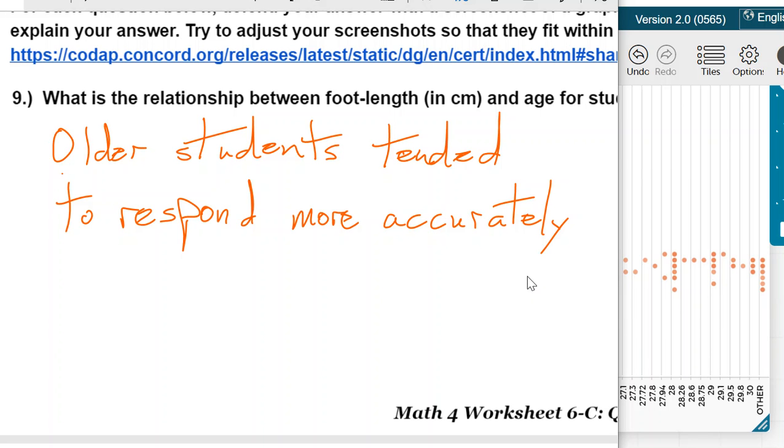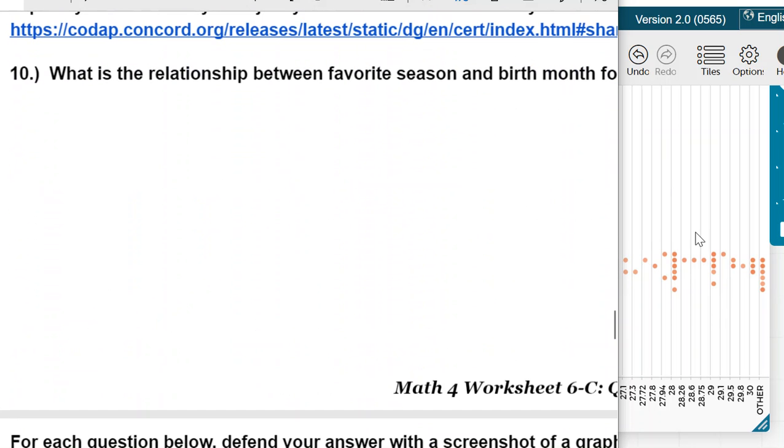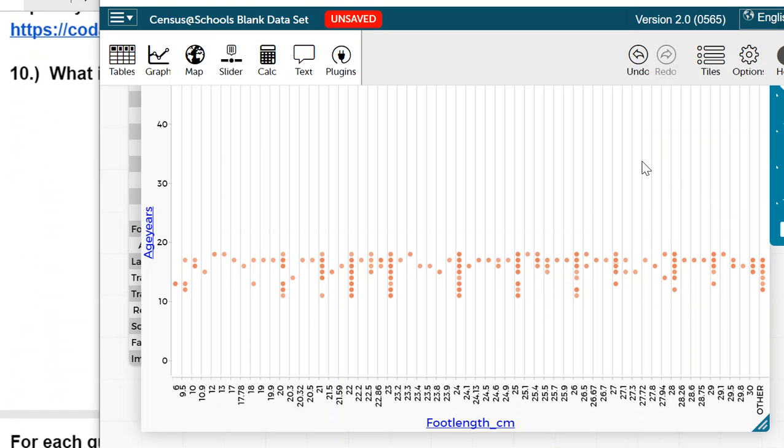So I don't know how that makes it a relationship between foot length and age, but that is something that we've noticed with the data. Other than that, there's not really any trends or anything like that you can mark for that. All right, favorite season and birth month. Well, this should prove interesting.